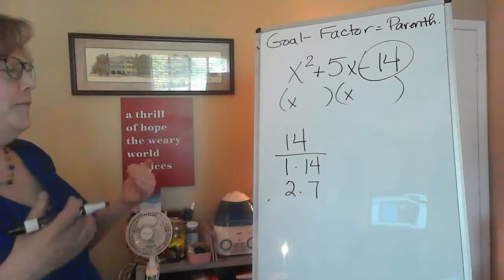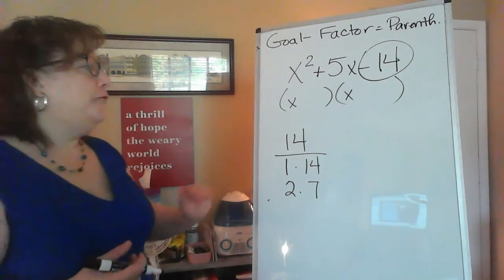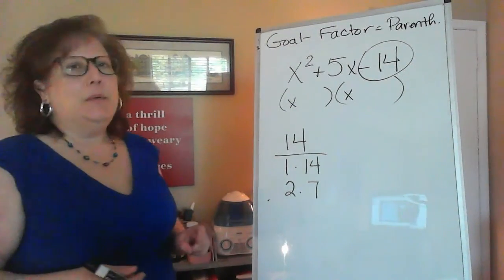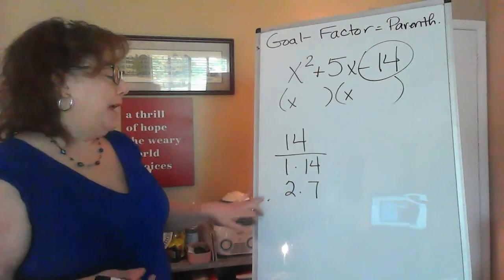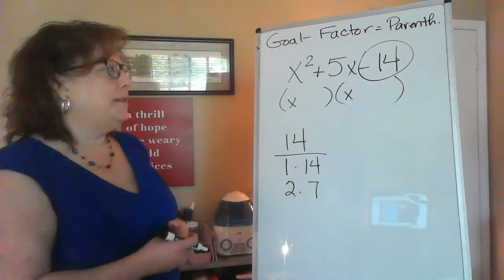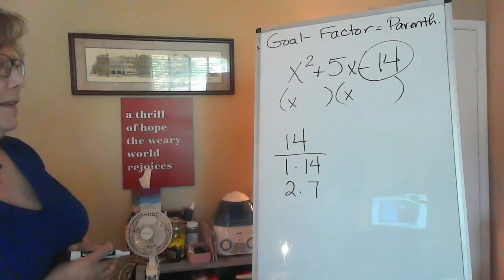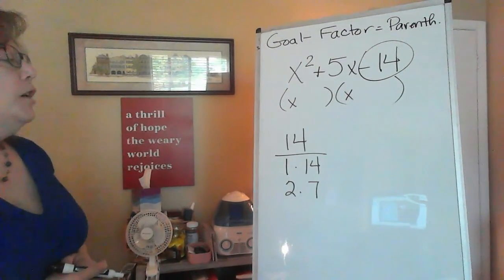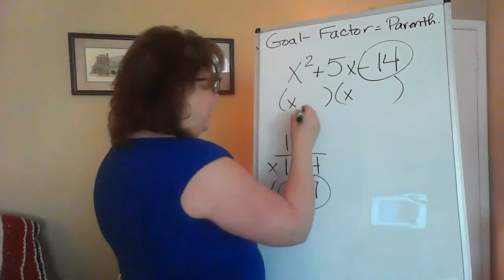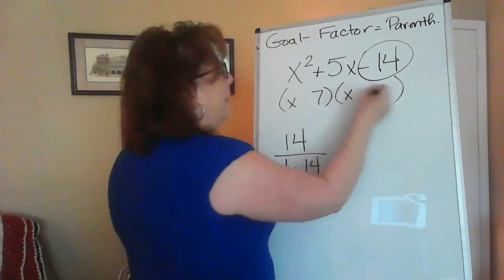So then the very next step is I want to check each of these. Can 1 and 14 be added or subtracted in some way to get to 5? Well, not on this planet they can't. And then, can 2 and 7 be added or subtracted in some way to get to 5? And yes, 2 and 7 could indeed get to 5. So now I want to pop those two numbers. This is the one that I'm going to use. And I'll just put a little x there. I'm going to put my 7 and my 2.